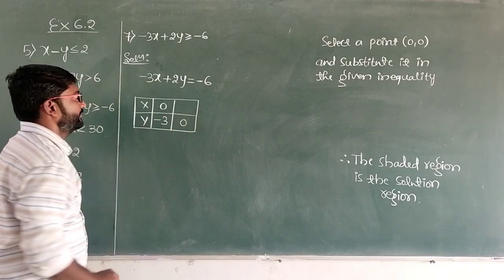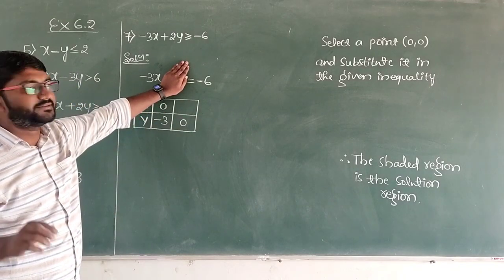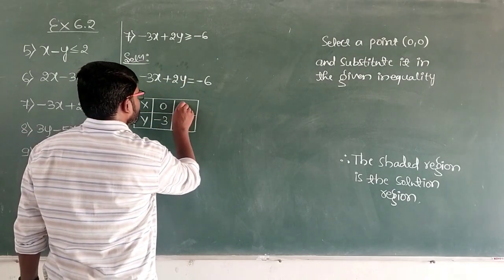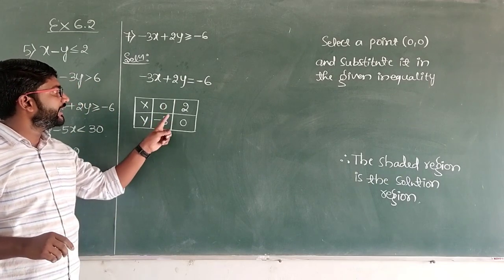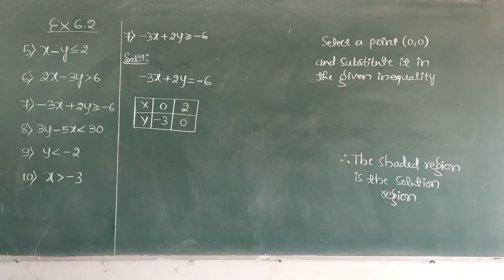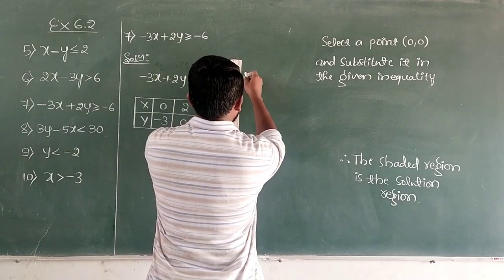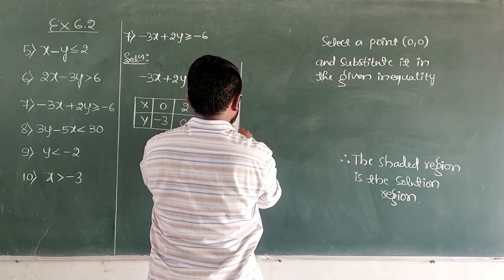Now take y as 0. What do we have? Minus 3x equal to minus 6. Minus and minus get cancelled. 3 1s are 3, 2s are 6. We get x as 2. So these are the points now, 0 comma minus 3 and 2 comma 0. With the help of these 2 points, we have to go for the graph. Let us go for the graph here.